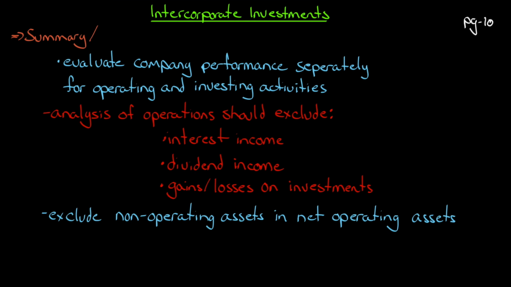So analysis of operations should exclude interest income, should exclude dividend income. It should exclude gains or losses on investments. And when we look at our assets, we would look at these financial assets and we would say those are non-operating assets. Sure, they're assets. They may be working capital assets, but they're non-operating assets. So we would exclude those, exclude any non-operating assets if we're calculating anything to do with operating assets, return on operating assets, net operating assets, etc.